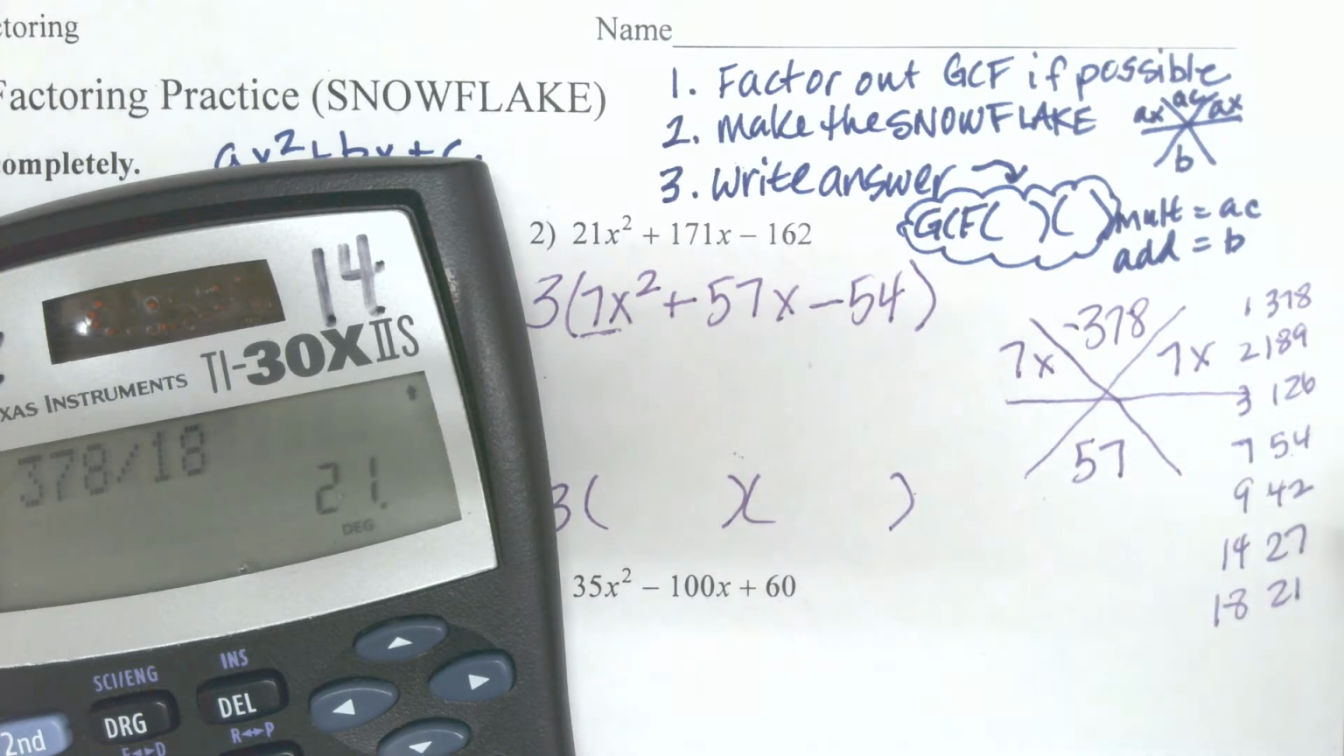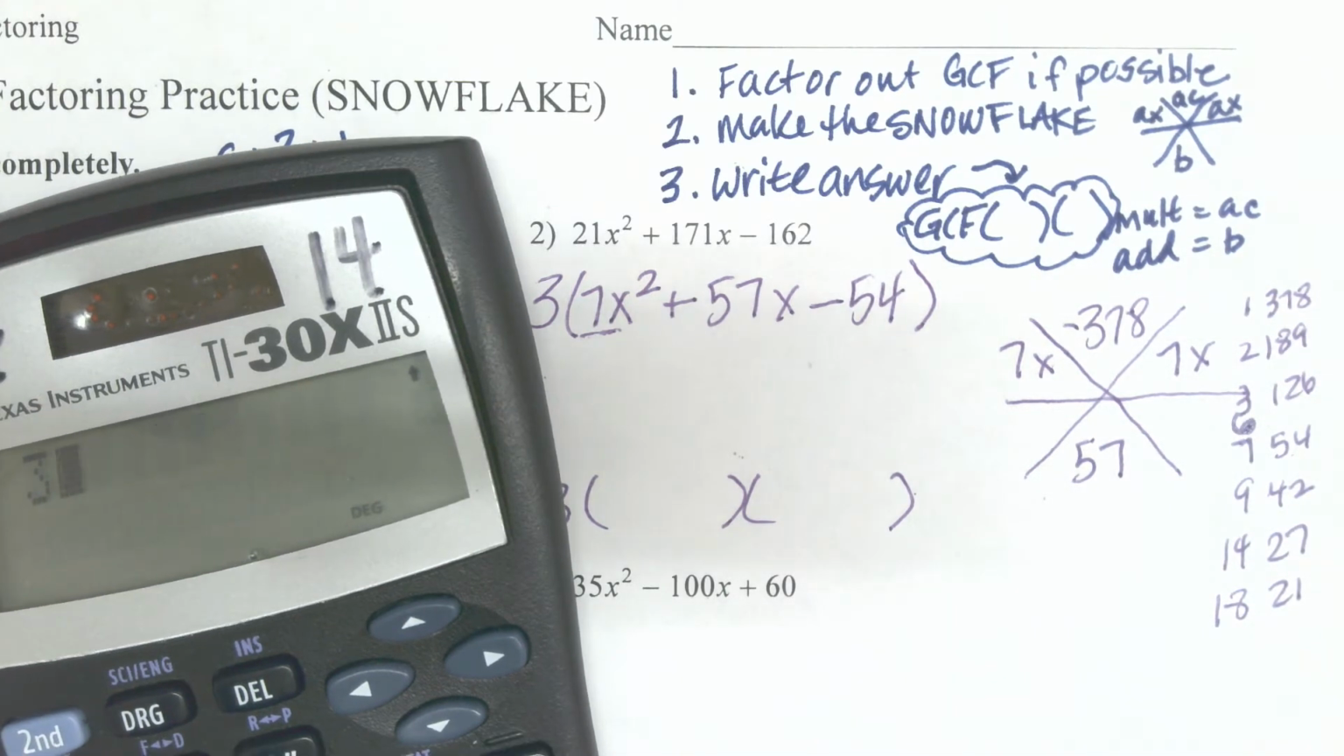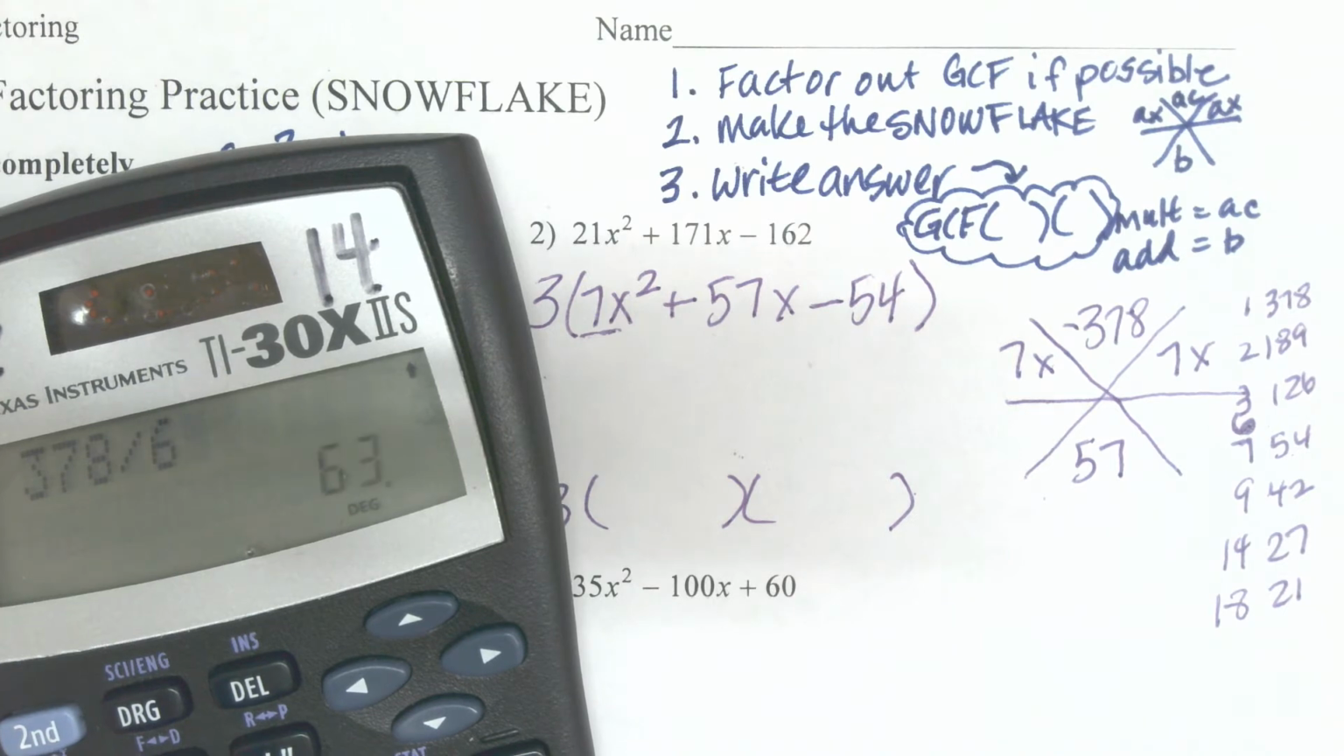Still not getting that. Did I miss one? Which, it's 6? I thought I was going too far, so let me try 378 divided by 6. I must have plugged in 6 and 63. Oops. Thank you, Lucy. I thought I was going too far.